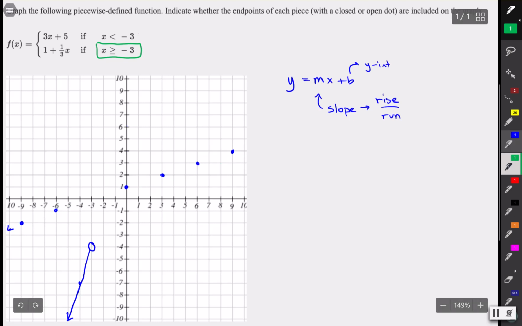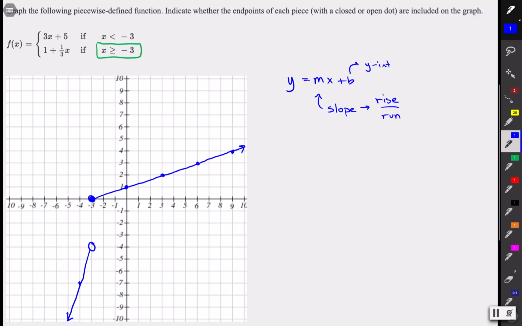Okay, so my line, I believe I had a point right here, starts right there and only exists when x is bigger than or equal to -3, so just that portion. So none of these points exist on the line either. And that right there is the graph of my piecewise defined function.